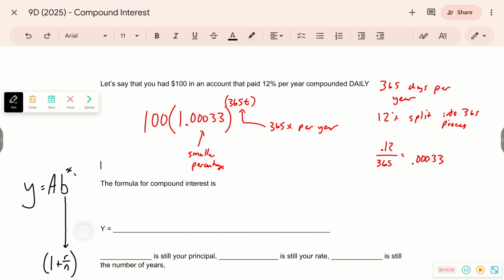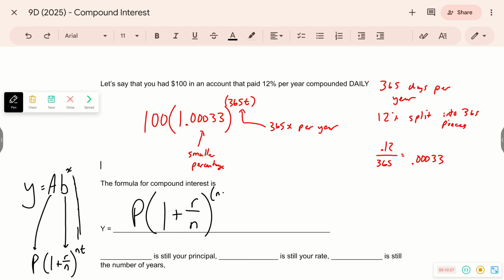So why don't I redraw it like this? And of course, we're going to attach an N to the T for our number of compounds right there. So the formula is P times 1 plus R over N, to the power of N times T. P is our principal. R is our rate. T is still the number of years.